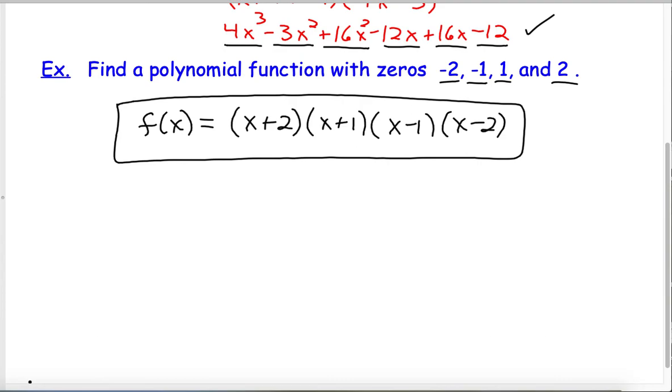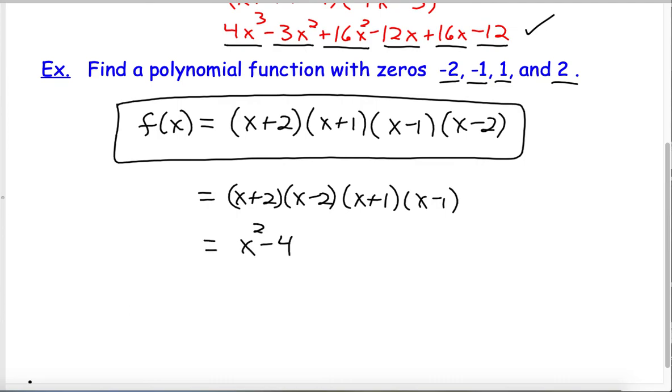If they did ask us to multiply this out, I think I'd want to rearrange it a little bit. I would do the x plus 2 times x minus 2 together, because that's easier to multiply, and the x plus 1 and the x minus 1 together. And so now I have the difference of 2 squares, so that's just going to be x squared minus 4. For those two, the middle terms cancel out. And then same thing here, that's going to be x squared minus 1. And now that's easier to multiply those together.